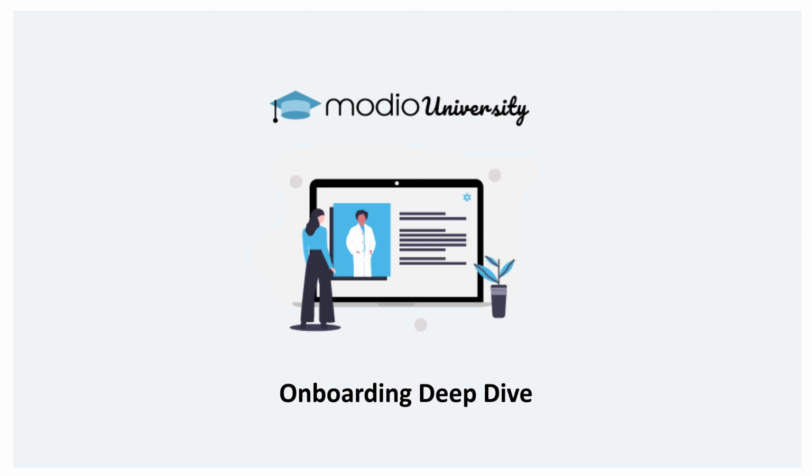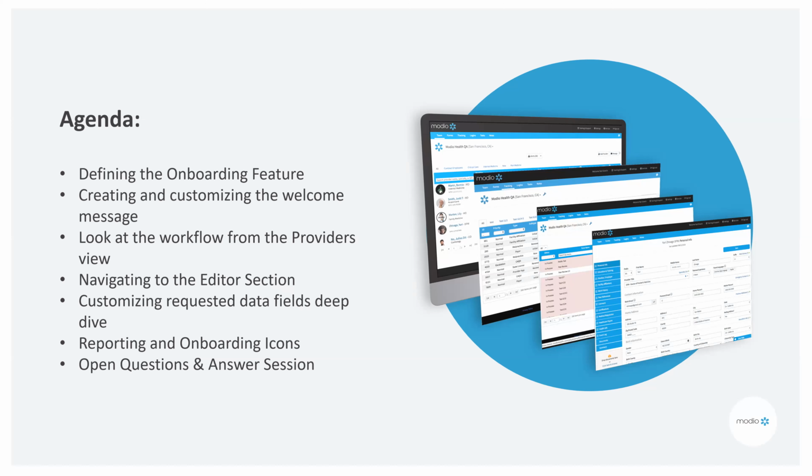So today we're going to cover a quick summary. We're going to define the onboarding feature. Then we'll move into creating and customizing a welcome message for our providers to view or to receive. After that, we will take a peek at what your provider will experience on their side. Then we'll move over to our editor section and we'll deep dive into how to customize the data points that you'll be able to request from your providers. And then finally, we're going to cover our reporting options as well as what the different icons mean that are related to onboarding. And then we'll open up the rest of our presentation to an open QA session.